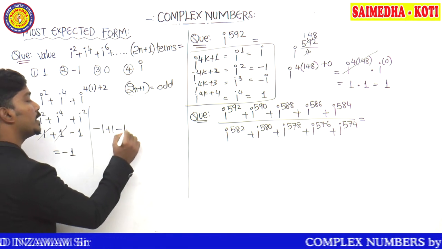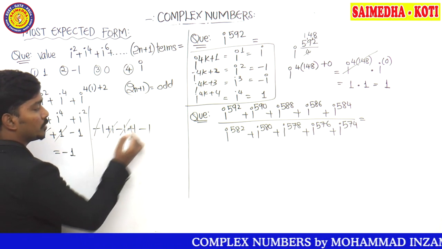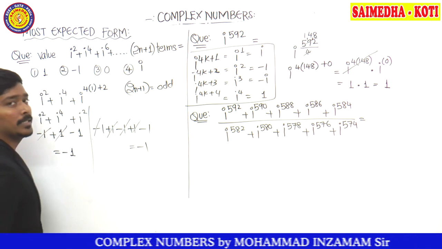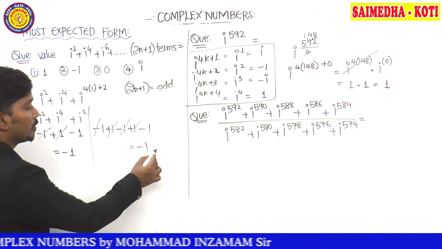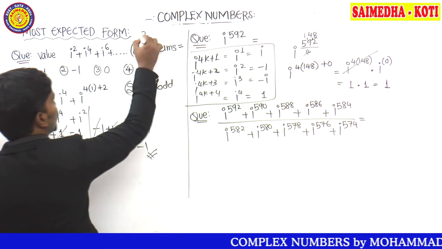Minus 1 plus 1 minus 1 plus 1 minus 1. So now I am taking 5 times: 1, 2, 3, 4. Again the answer is going to become what, guys? Minus 1 only. Try and understand. This is your previous ECET 2015 asked question.